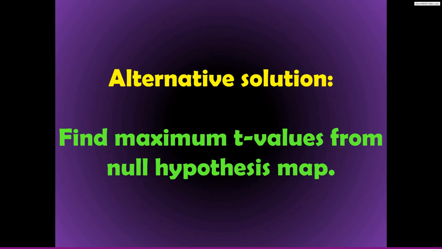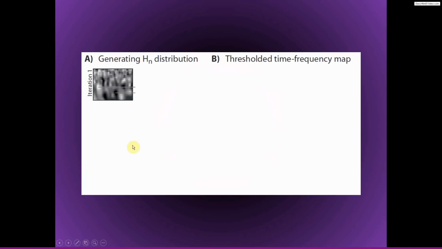So that is one solution for doing multiple comparisons correction. Another solution, and I'll show you both of these solutions in Matlab in a few minutes, is to find the maximum t-value, or whatever your statistic value is, during the permutation testing. Find the most extreme value from the null hypothesis map. So now we're not talking about clusters at all, we're only talking about the distribution of individual pixels.